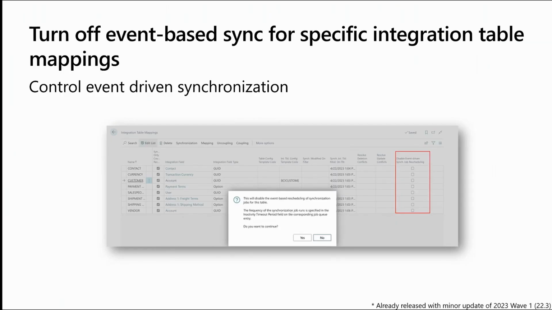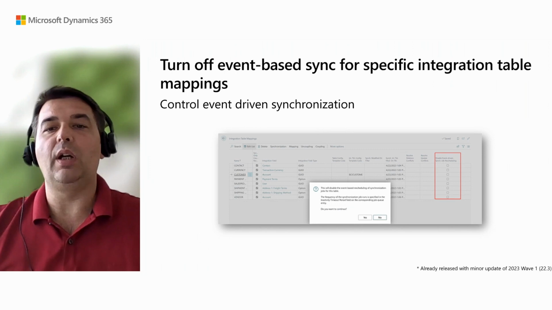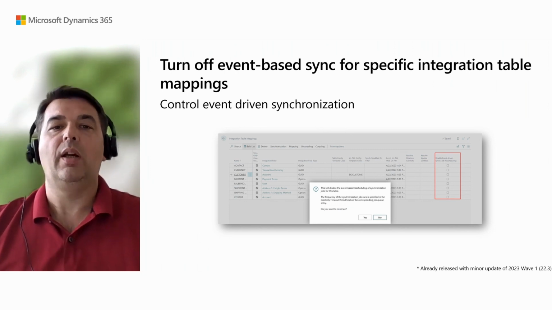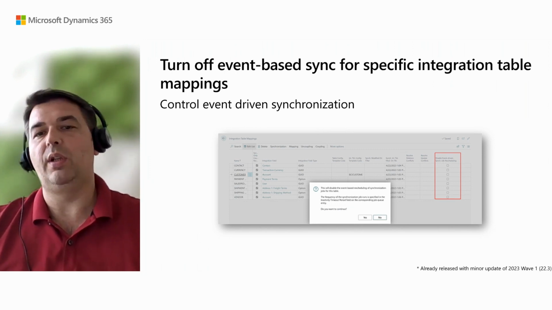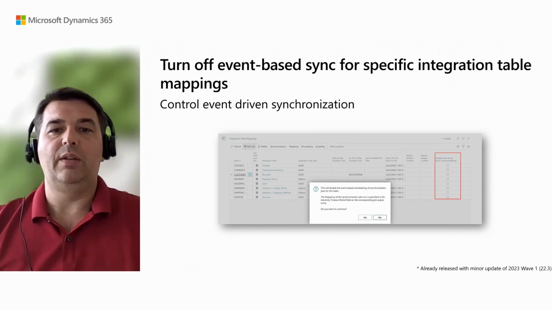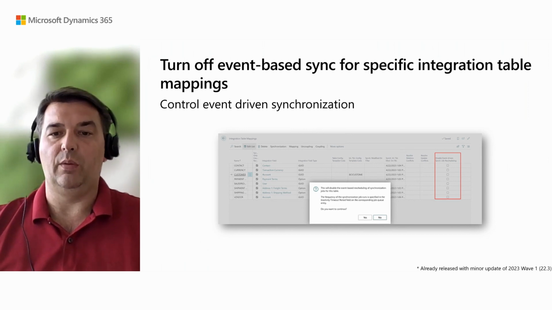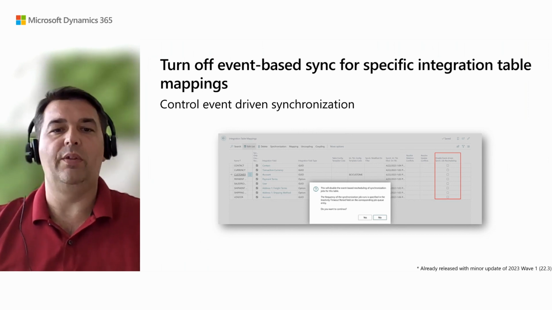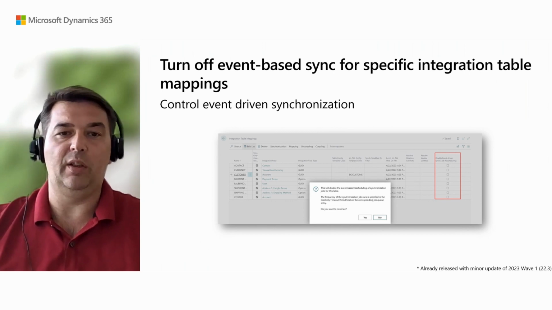Turning off event-based synchronization for specific integration table mappings can give you greater control over the flow of data between Business Central and Dataverse. For example, you can reduce the risk of data errors and inconsistencies, and improve the overall quality and reliability of the data. Additionally, opting out of event-based synchronization can speed up performance by reducing the number of synchronization events that Business Central needs to process. The default settings for the event-based synchronization stay unchanged to avoid disrupting existing integrations.